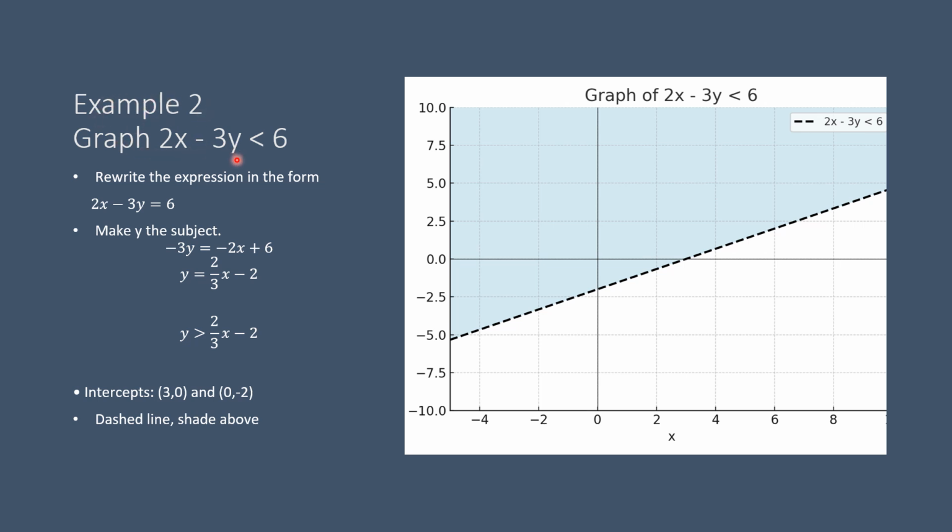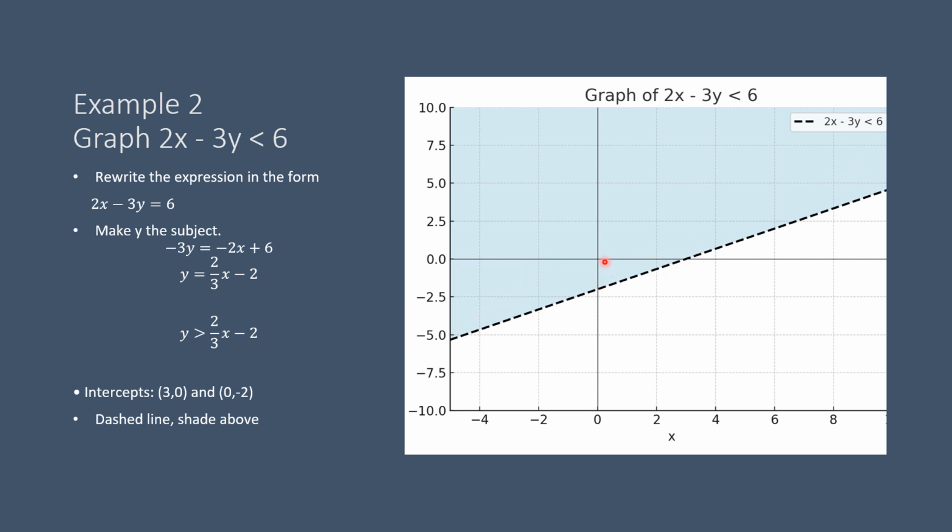We have 2x minus 3y less than 6. The best thing to do is to turn the inequality sign to equal to. After that, you make y the subject. So per this relation, when you make y the subject, the inequality sign, which is less than, will now turn to greater than in this form. It means that after drawing our boundary line, we are going to shade above the line, as you see here.